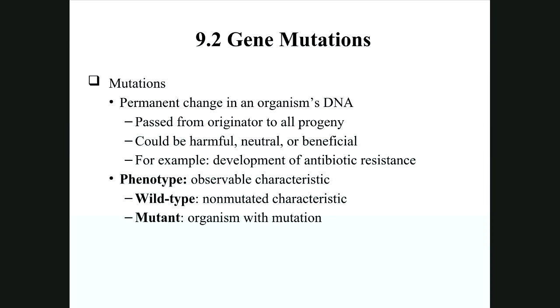So for example, if there is a strain of E. coli and one of those E. coli develop a mutation that allows them to be resistant to a certain antibiotic, then we would call that strain a mutant strain because it's not like the wild strain that we are used to seeing.